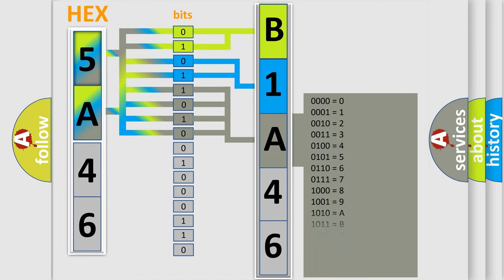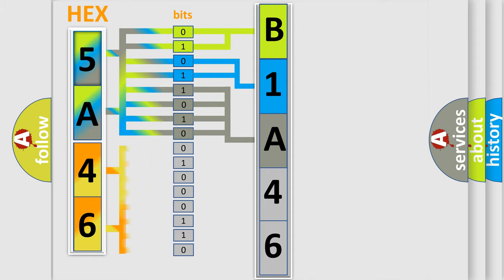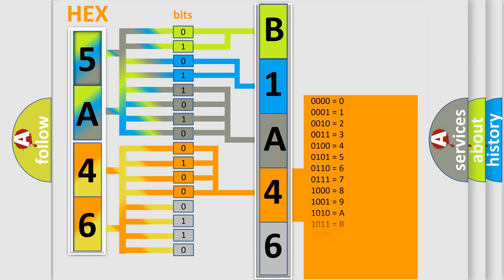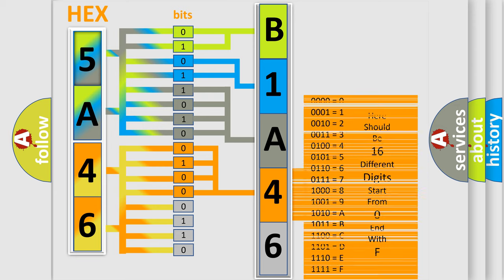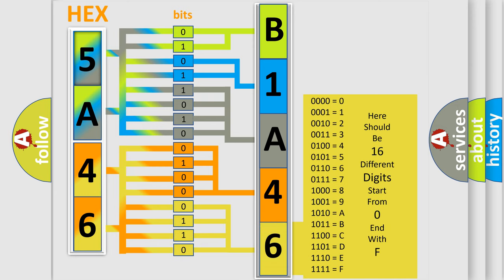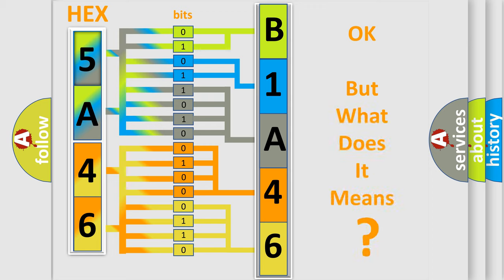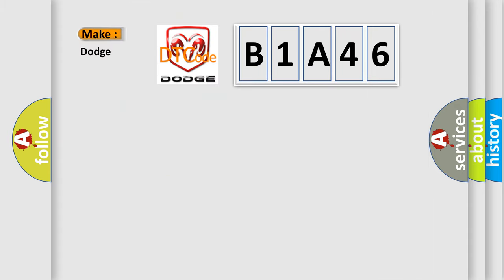The second byte is composed of a combination of 8 bits. The first 4 bits determine the fourth character of the code, and the combination of the last 4 bits defines the fifth character. A single byte conceals 256 possible combinations. We now know in what way the diagnostic tool translates the received information into a more comprehensible format. The number itself does not make sense to us if we cannot assign information about what it actually expresses. So, what does the diagnostic trouble code B1A46 interpret specifically for Dodge car manufacturers?